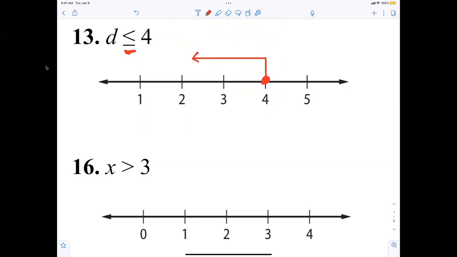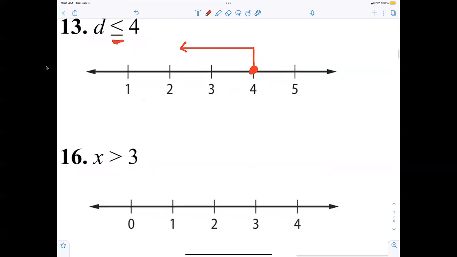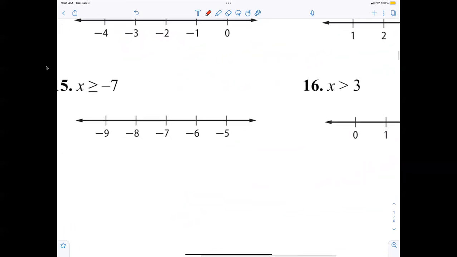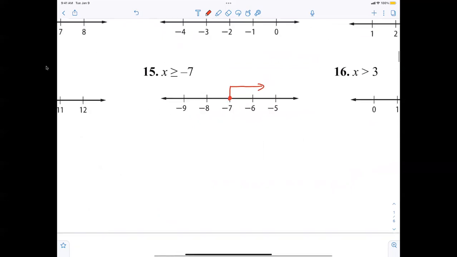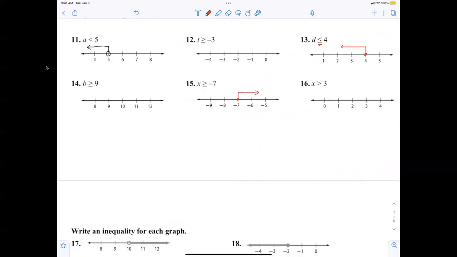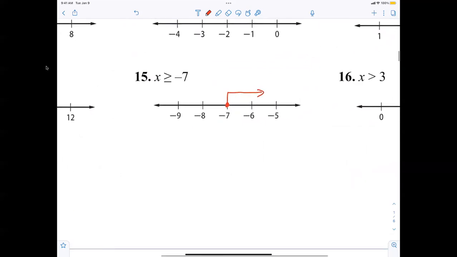All right, you good? Everybody's good so far? I know it's been a while. We're just reviewing everything we did last week. Okay, 15, Mikey. Closed circle on -7 going to the right. I'm happy with that. Sorry, when are we going left? Greater than is going to the right.